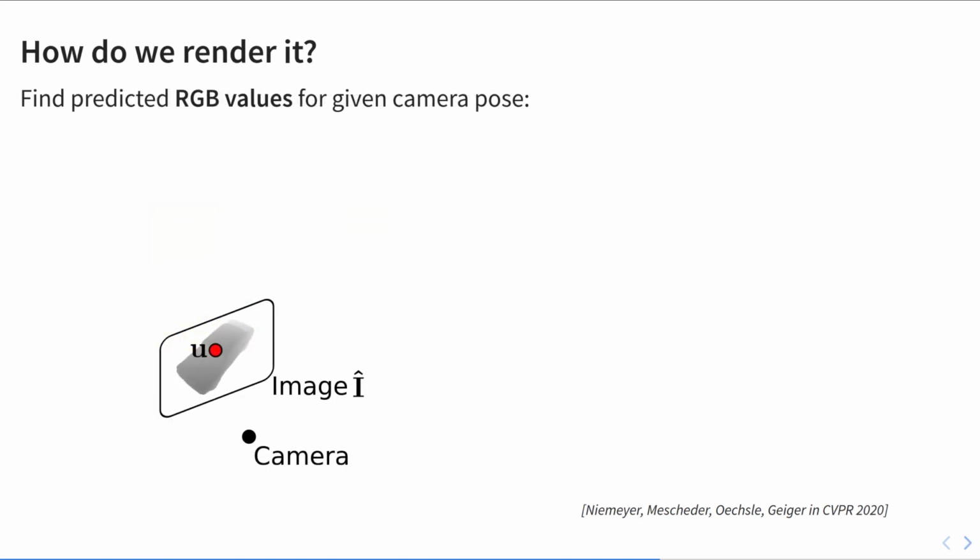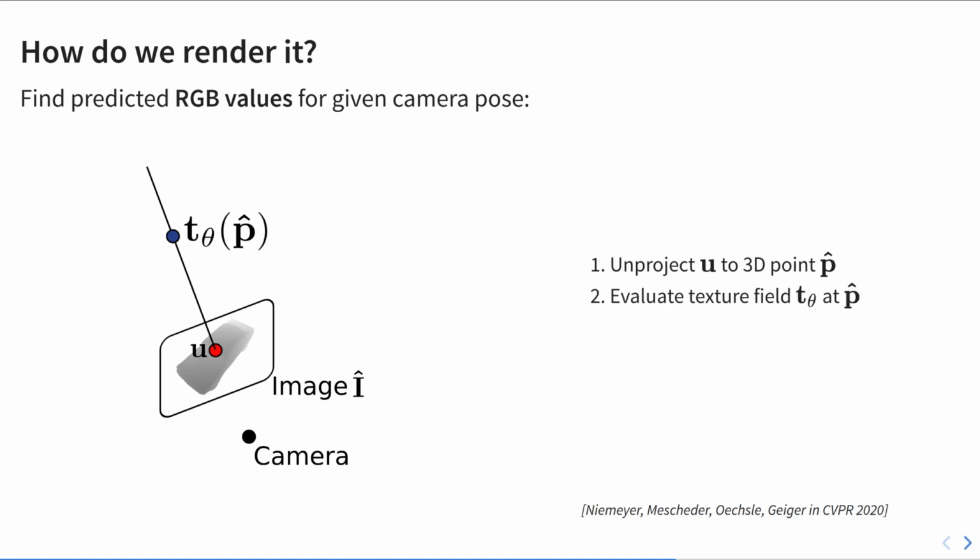As we know now how we get the predicted depth, we now investigate how we get the predicted RGB color values for a given pixel. We first use our predicted depth to unproject pixel U back into 3D space to the point p hat. Next, we evaluate our texture field at this 3D location to get the predicted RGB color value. We can then simply insert the predicted RGB color value at pixel location U. And this way we obtain our predicted rendering.